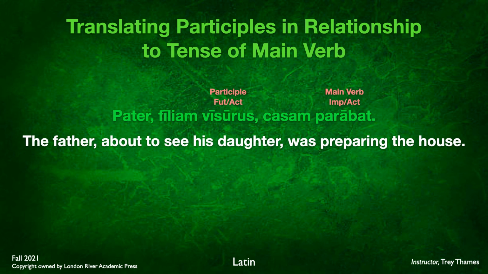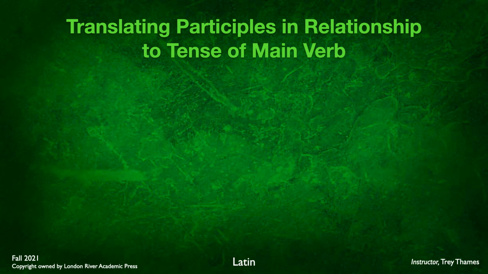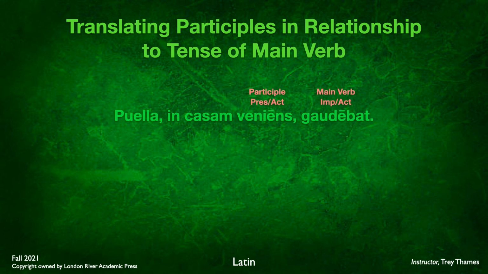A little bit awkward. A little bit better translation. Since he was about to see his daughter, the father prepared the house. And one final example here. Puella in casam veniens gaudebat. Here we have, again, the present active participle veniens. You can tell by an -ns ending. And we have the main verb in the imperfect active, gaudebat, was rejoicing.